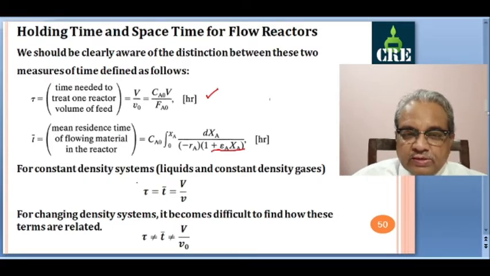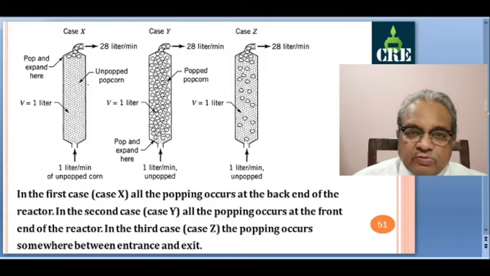For a constant density system, tau is T bar simply. So there is absolutely no confusion. Tau is T bar for constant density systems, that means liquids and constant density gases, which is nothing but V by V0, or you can write V by V0, similar notations if you want to use. For changing density or variable volume systems, it becomes difficult to find how these terms are related. So these are not exactly equal. Tau is not equal to T bar. T bar is a different value. So this is illustrated with this example.